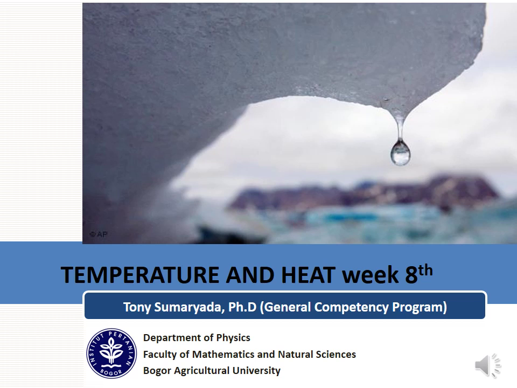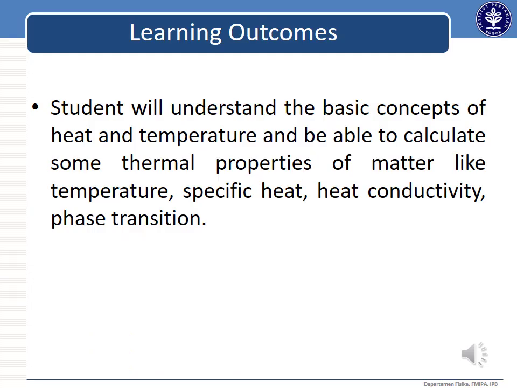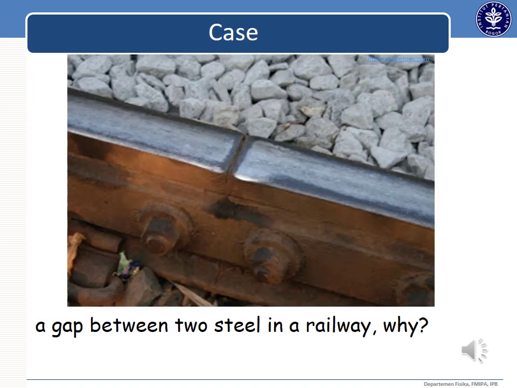Today we will talk about temperature and heat. After taking this course, students will understand the basic concepts of heat and temperature and be able to calculate some thermal properties of matter like temperature, specific heat, heat conductivity, and phase transition. By learning about temperature and heat, you can answer why you need to put a gap between two rails in a railway.